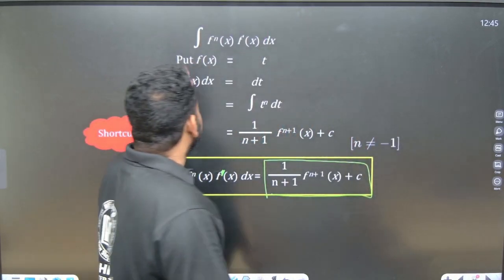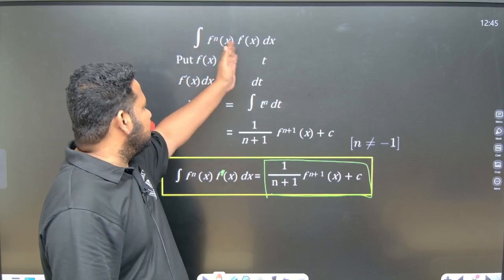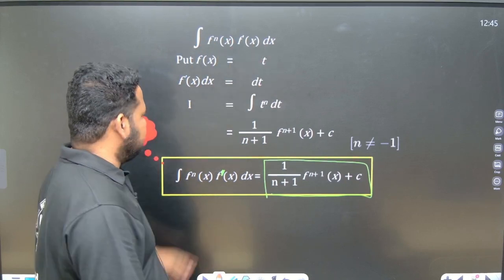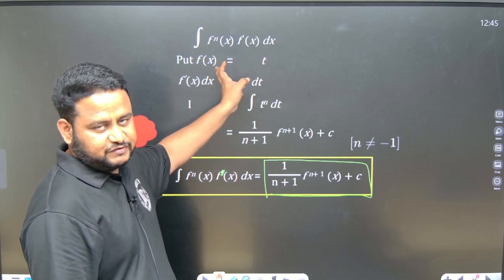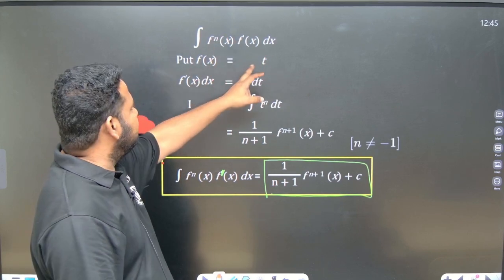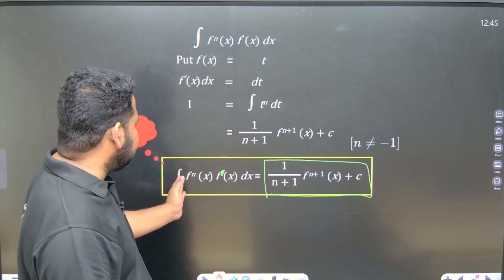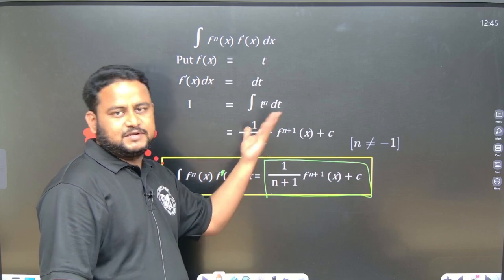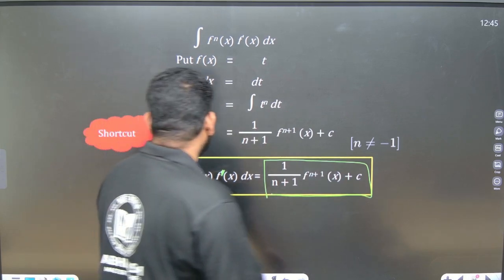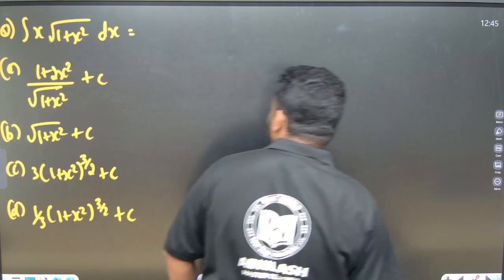See here, integral of f^n(x) into f'(x) dx, you have to put t is equal to f(x), not f'(x). You have to put t is equal to f(x), then you will get 1 by n plus 1 into f^(n+1)(x) plus c. That is nothing but the previous formula which I showed you. This is the shortcut, let us solve some questions based on that.